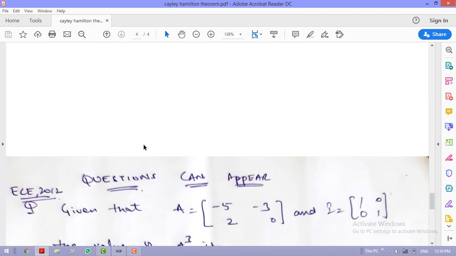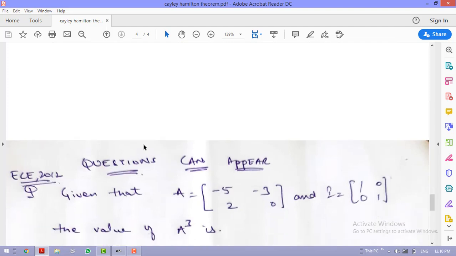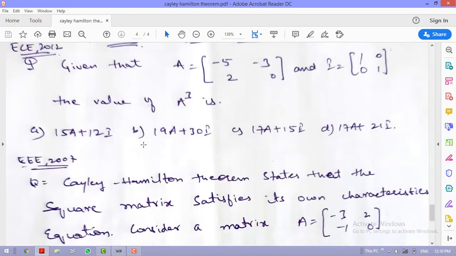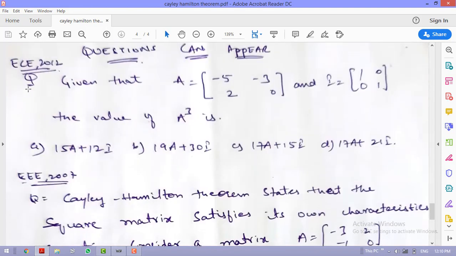So now let us see how questions will appear from Cayley-Hamilton in the GATE exam. These are the two examples which appeared in ECE 2012 and EEE 2007. I have chosen these because these examples are a bit easy to understand and to solve from your end.